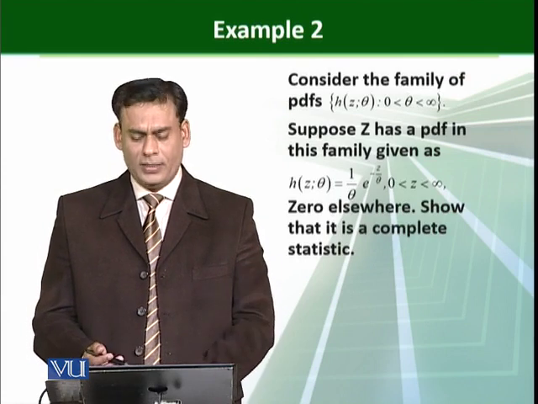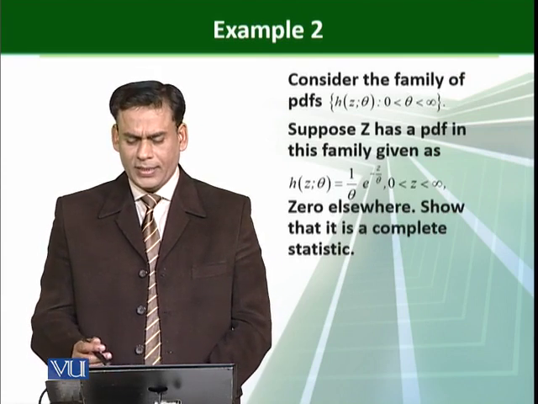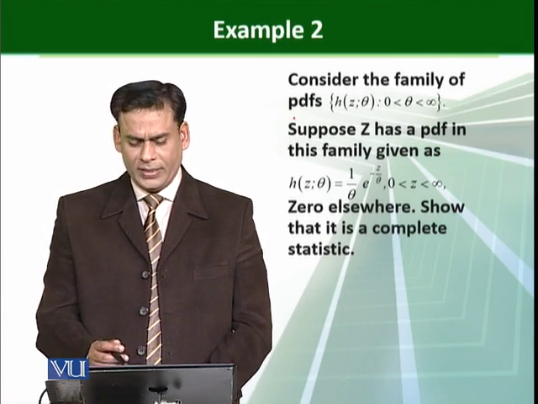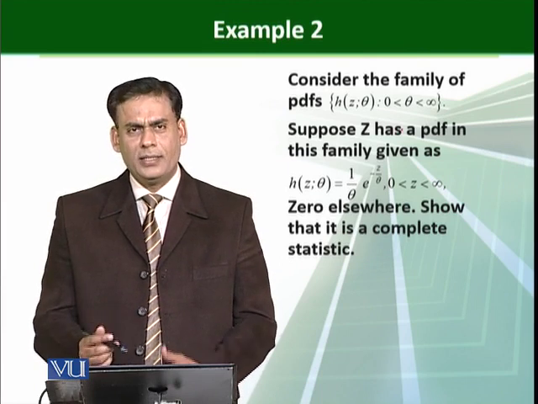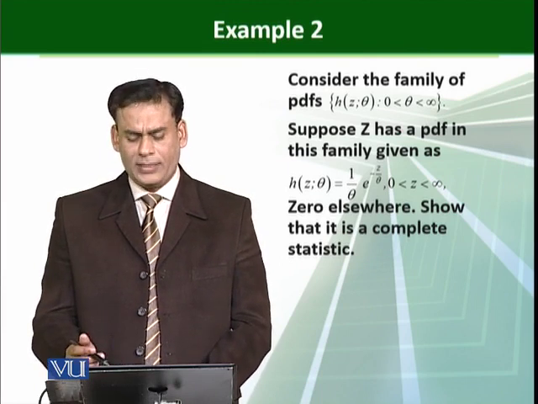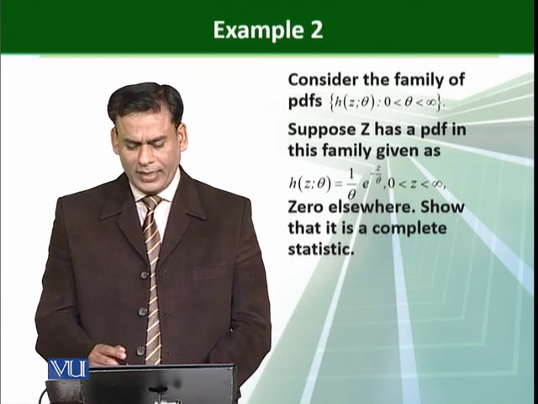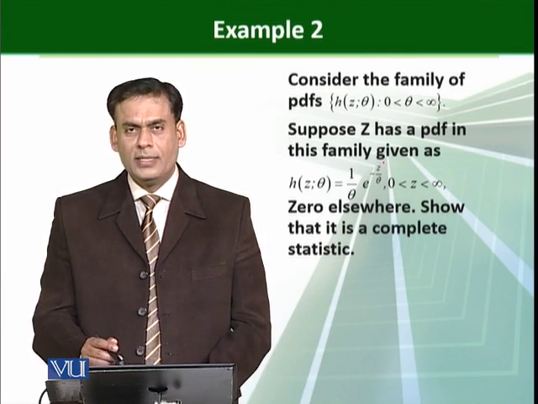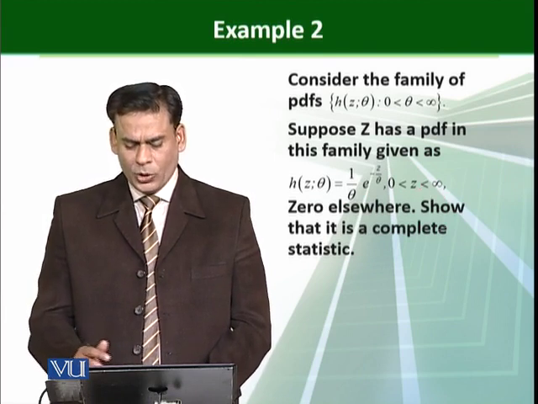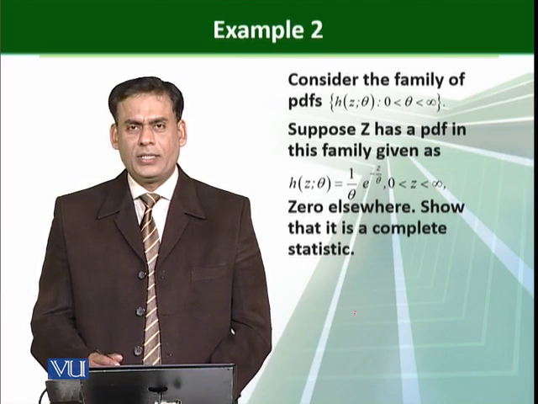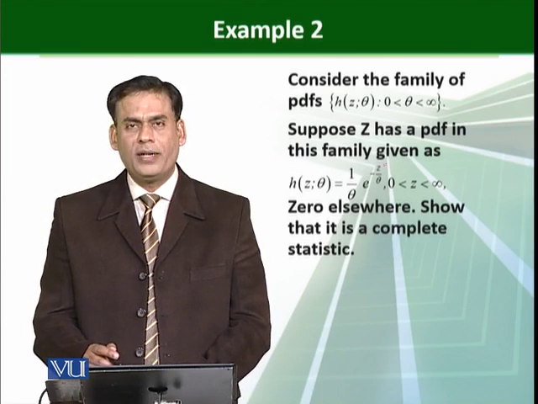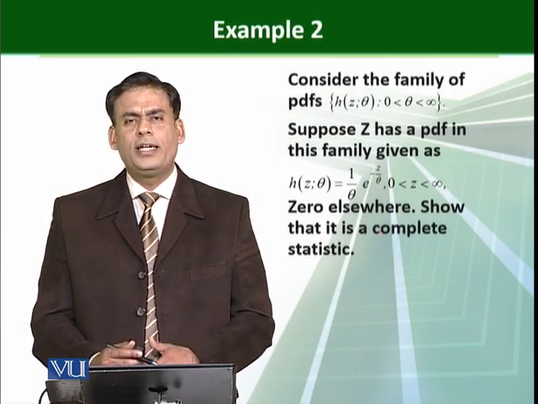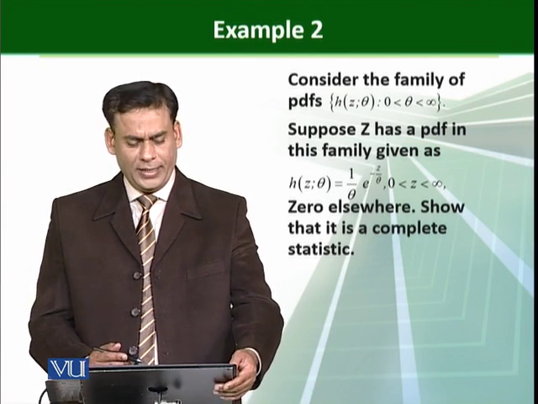First of all, the statement of the example: consider the family of probability density functions h(z; theta), theta from 0 to infinity, where the random variable Z has a probability density function in this family given by 1 over theta e raised to power minus z over theta, 0 less than z less than infinity. Show that it is a complete statistic. So here we consider one member of this family, and we are going to show that it is complete. How do we proceed?